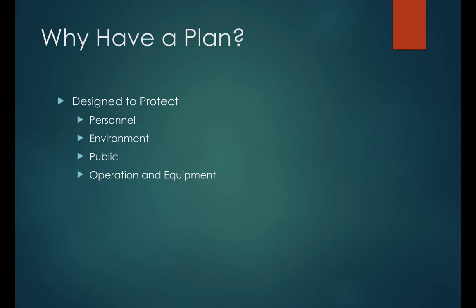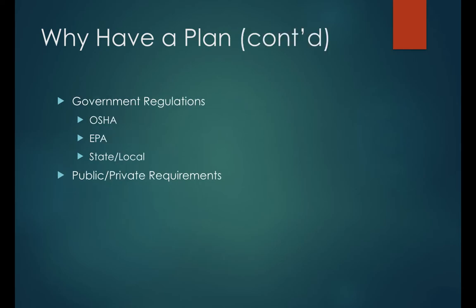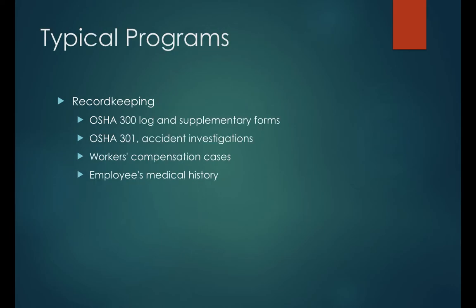So why do we have a plan? It's designed to protect the personnel that's working, the environment, the public, and the operation and the equipment. So it's basically taking care of all aspects regarding the project. Continuing with why have a plan: government regulations. So you've got to meet OSHA standards. That's the bare minimum. The EPA and state and local laws, public-private requirements as well.